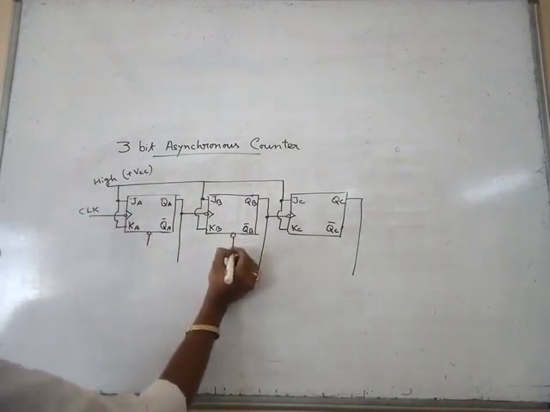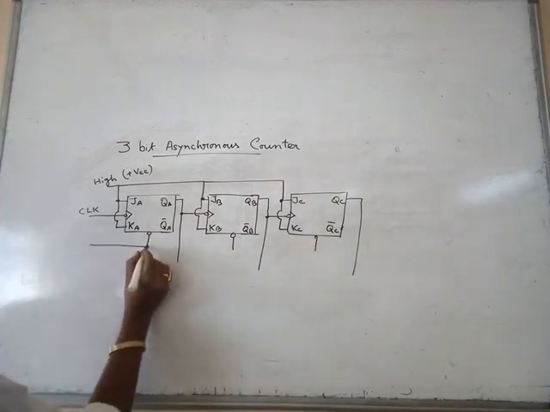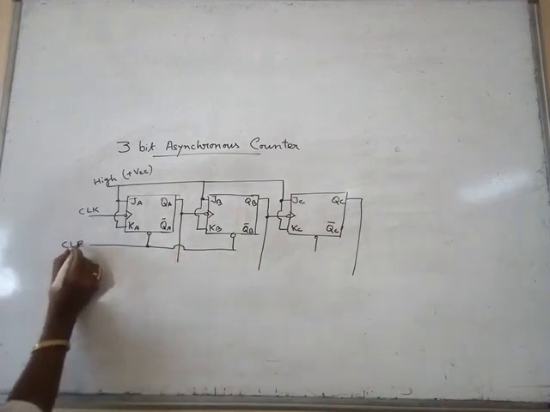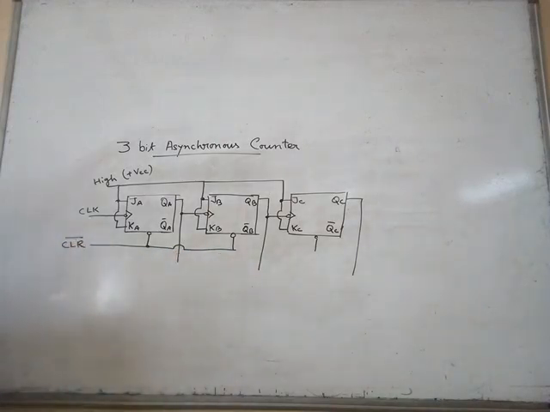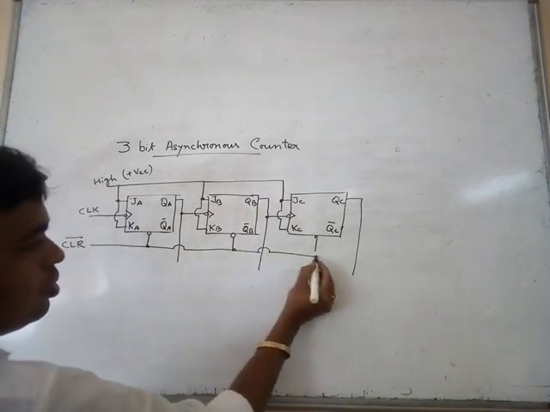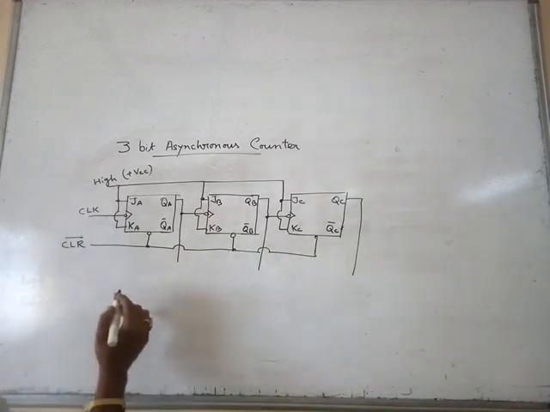There is another connection that is called CLR bar. It is going from the input. Now in our lab there is the 7473 IC, that is a dual JK flip-flop. Now we draw the pin diagram.